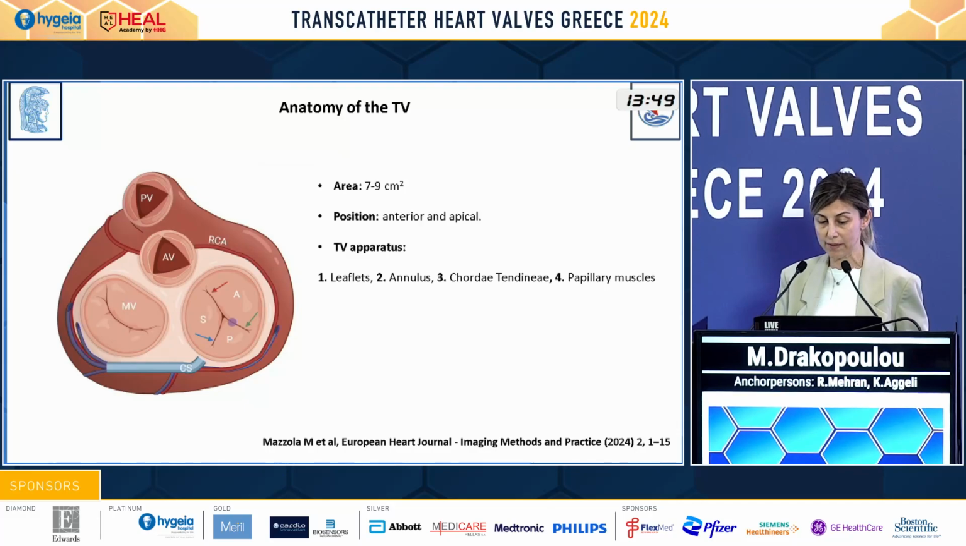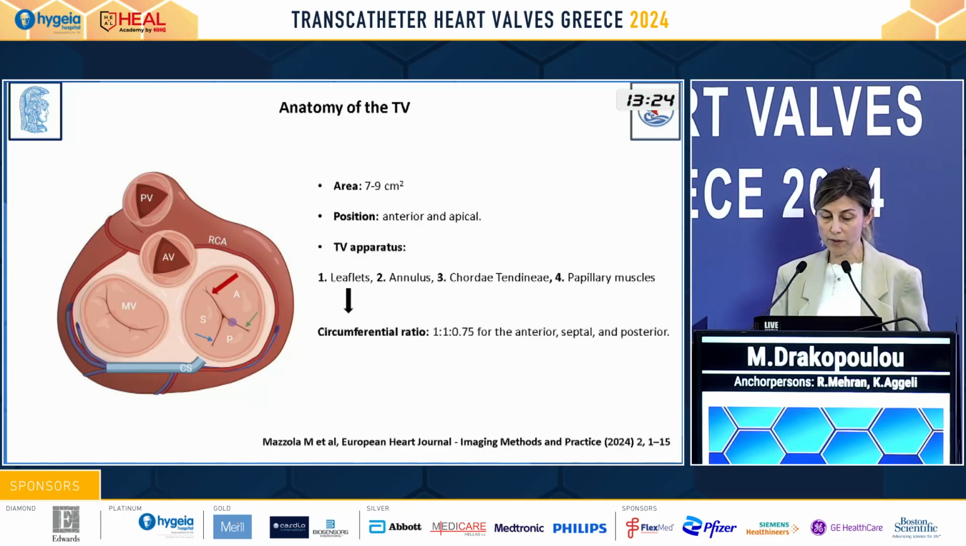is the posterior leaflet. And we know that the coaptation zone, the area that the leaflets coapt during systole, is around 5 millimeters normally, and the coaptation zone is at the level of the annulus or a little bit more in the right atrium.